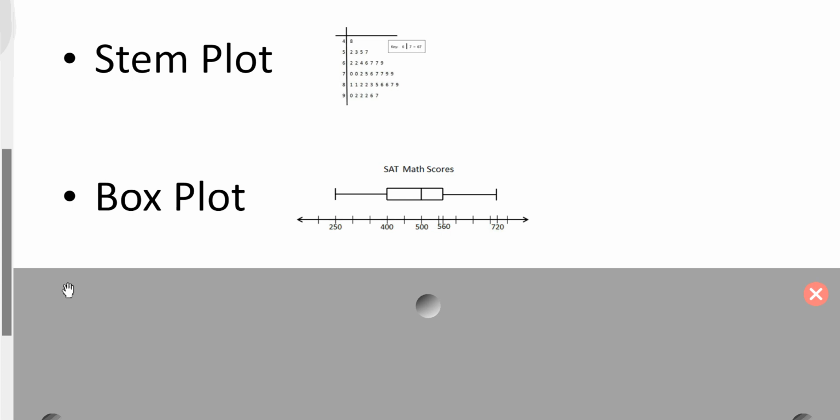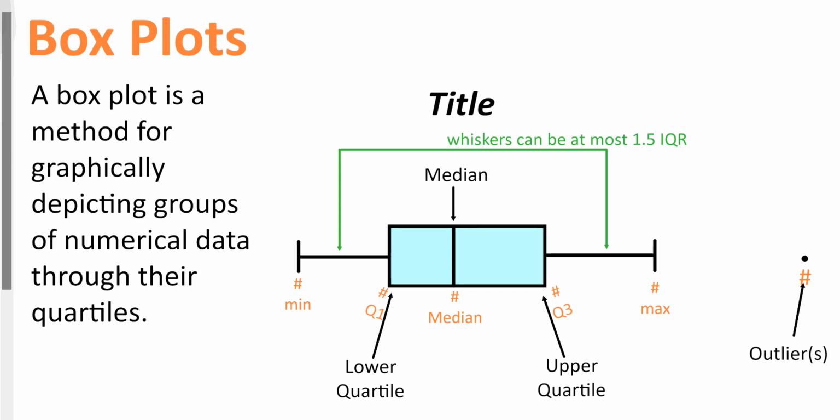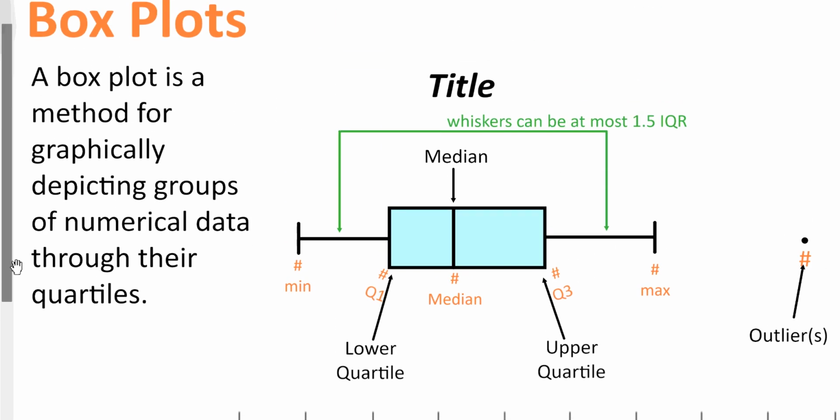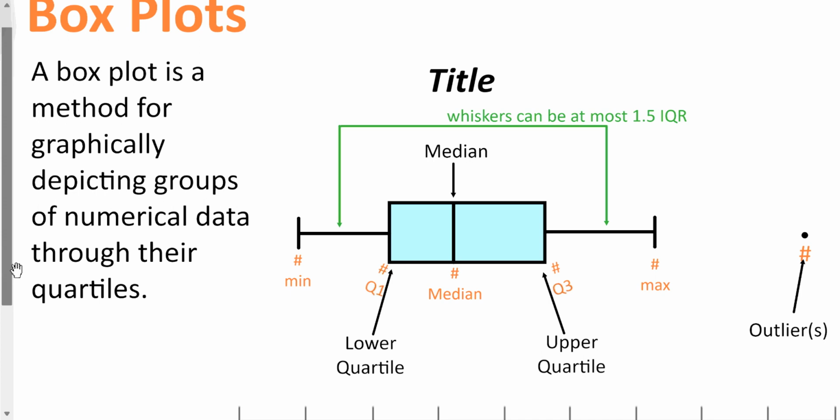So what is a box and whisker plot or a box plot? A box plot is a method for graphically depicting groups of numerical data through their quartiles. I'm just going to go over the basics here, what you need to have on there. When we're making a box plot, you need to have a title, box plot of what. We're going to take our data and divvy it up into 5 parts: our minimum, which is a number, our maximum, which is also a number, and our median, which is also a number. Those are 3 things that you should already be familiar with finding.